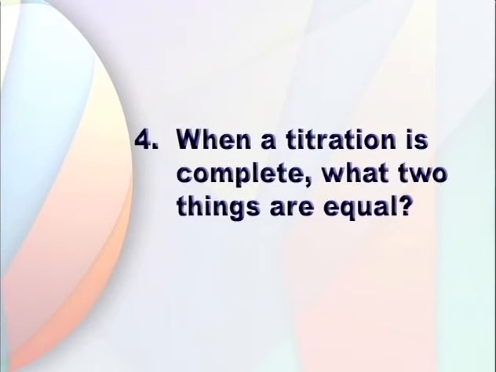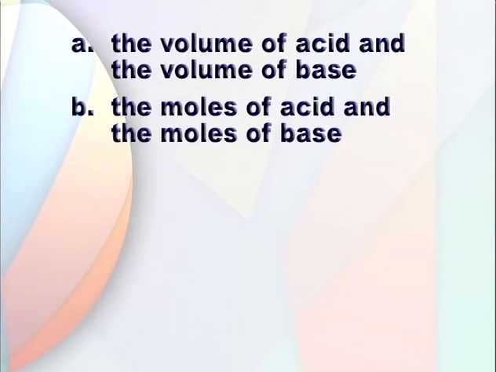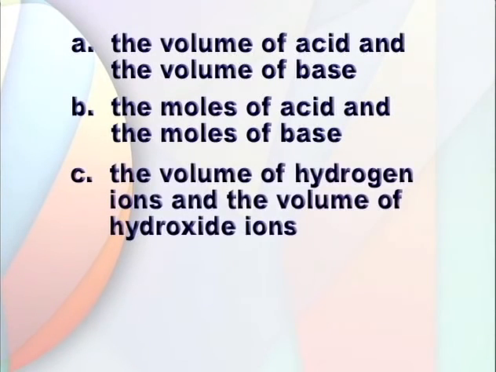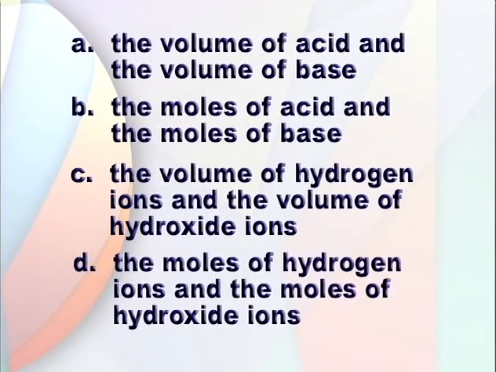Number 4. When a titration is complete, what 2 things are equal? A. The volume of acid and the volume of base. B. The moles of acid and the moles of base. C. The volume of hydrogen ions and the volume of hydroxide ions. D. The moles of hydrogen ions and the moles of hydroxide ions.